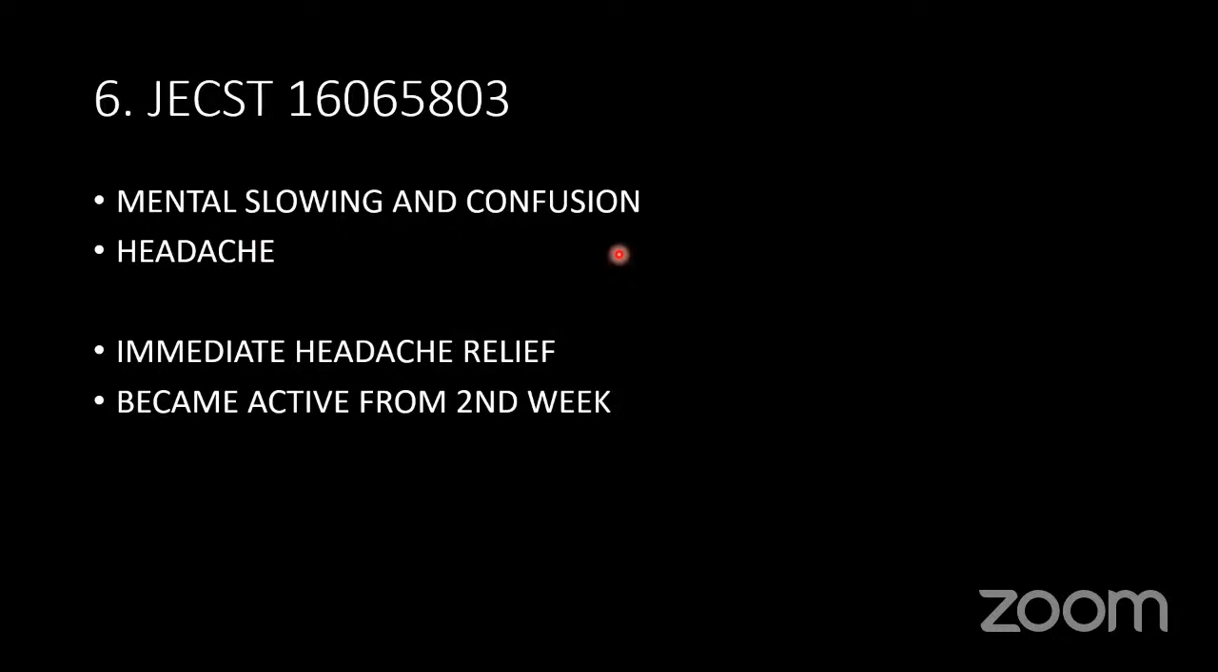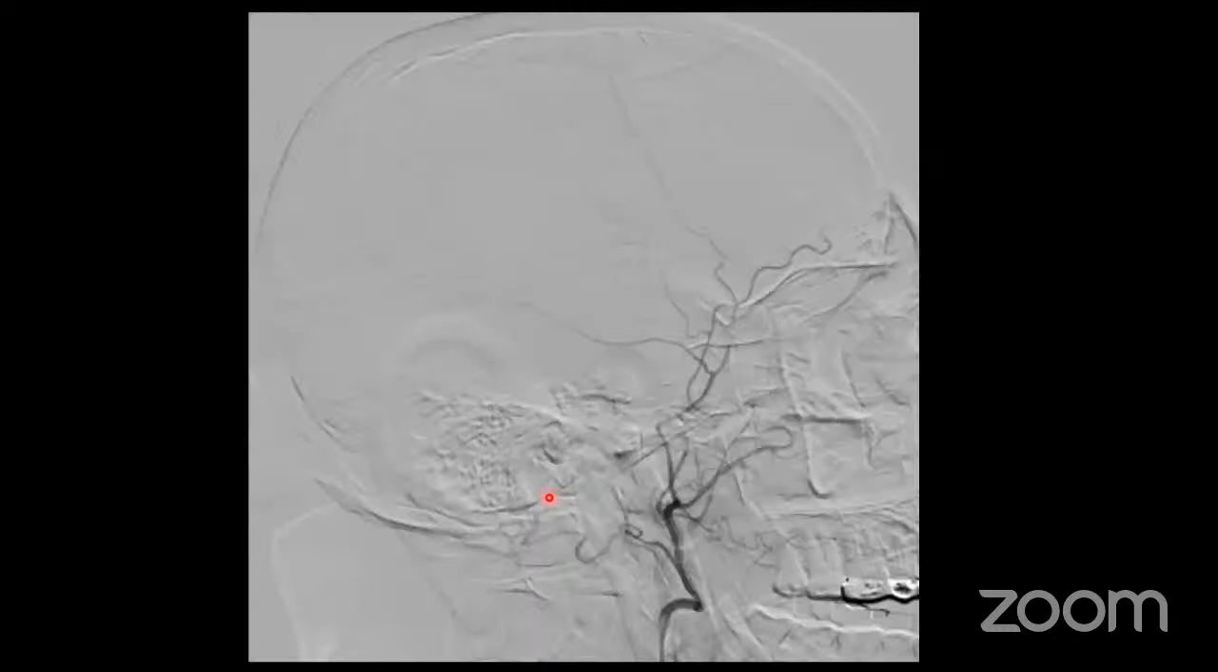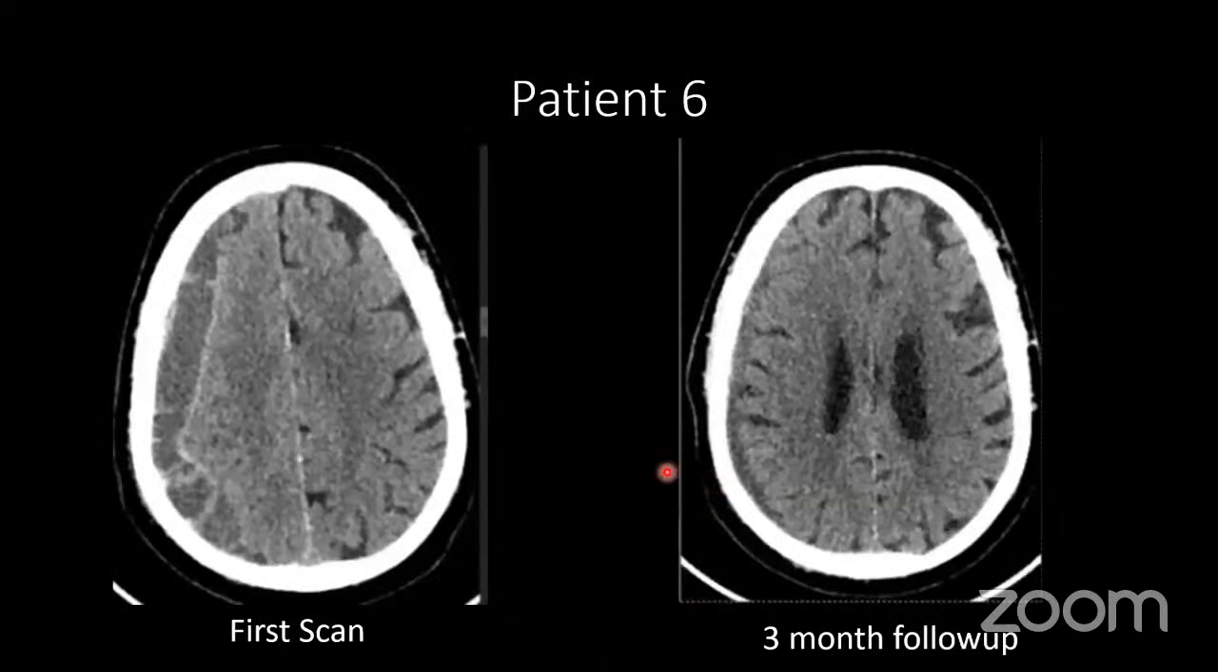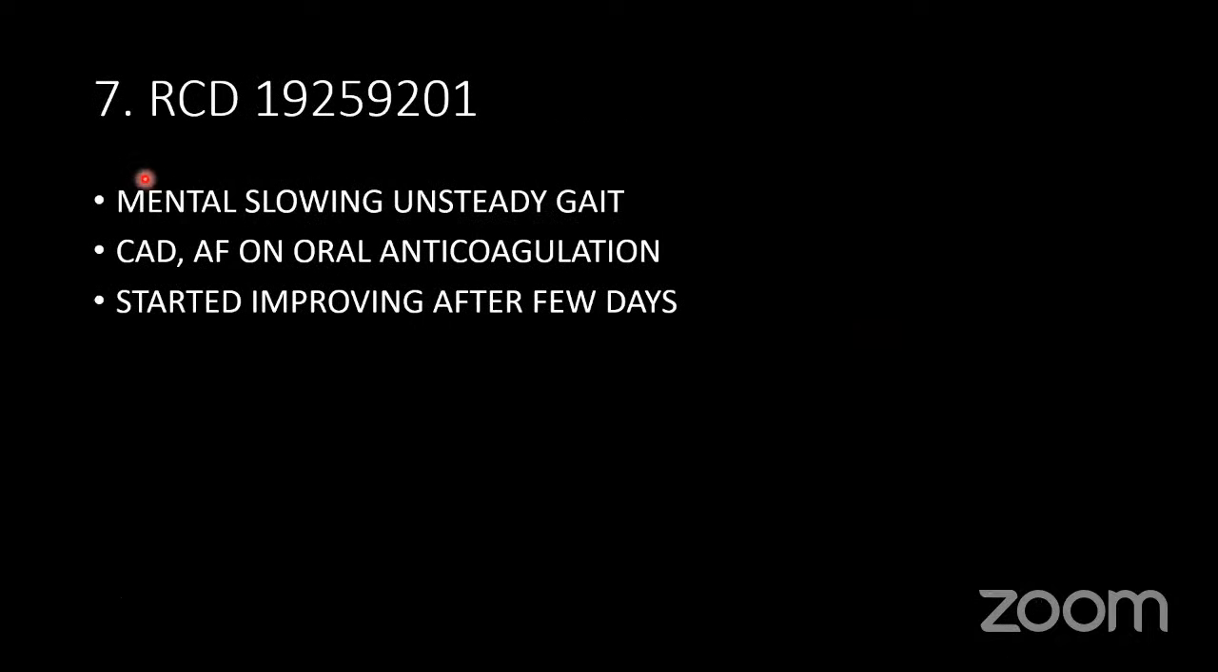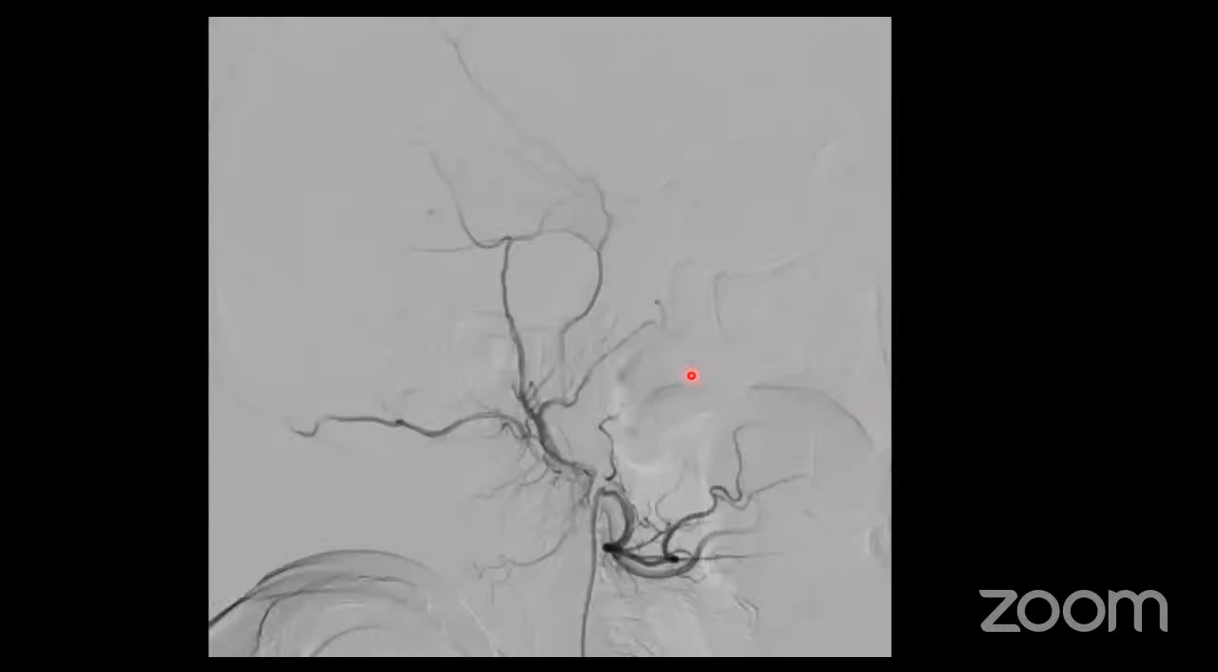And another patient, mental slowing and confused state, headache, and immediate headache relief. And second week, patient became normal. MMA embolization was done on the right side. So from this much larger SDH collection, the patient had a near total reduction in the SDH size. And seventh patient, mental slowing, unsteady gait, coronary artery disease, and started improving after a few days of MMA embolization.